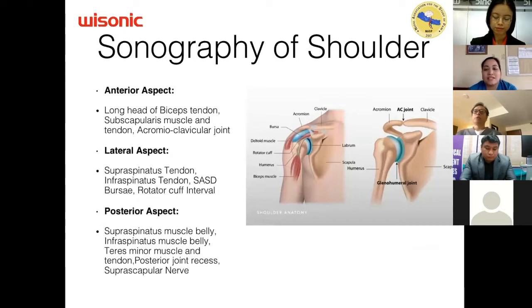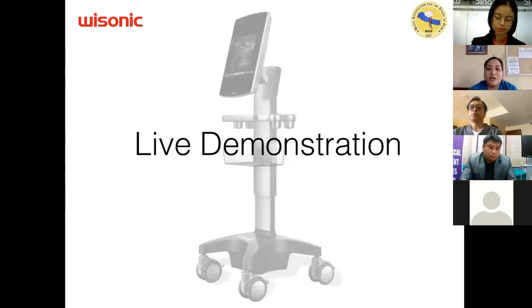So today I have divided the sonography of the shoulder joint into three aspects. The anterior aspect, I'll be demonstrating the long head of the biceps tendon, the subscapularis muscle and tendon, the acromioclavicular joint. In the lateral aspect, we will be demonstrating the supraspinatus tendon, infraspinatus tendon, the subacromial subdeltoid bursa, and the rotator cuff interval. In the posterior aspect, we will be demonstrating the supraspinatus muscle belly, the infraspinatus muscle belly, and teres minor muscle and tendon, the posterior joint recess, and the suprascapular nerve. So now we'll start with the live demonstration.